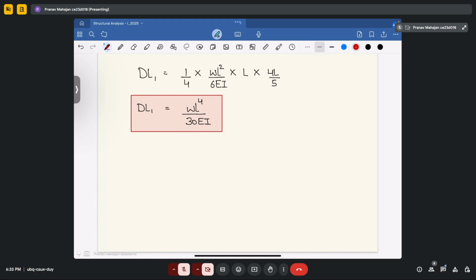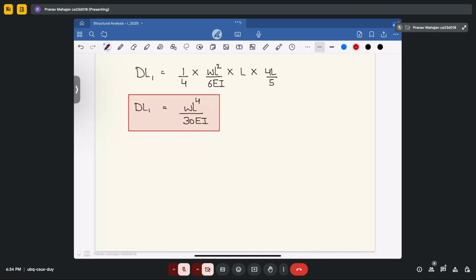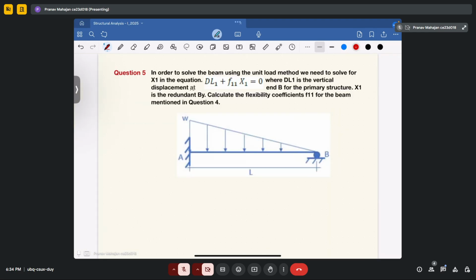Now let's see what other questions tell you, because now I am breaking down this question step by step. Whatever is mentioned, we will solve that, and finally we will combine it again. So your next question is a part of the previous question. In this, it is mentioned that in order to solve the beam using unit load method, you need to solve for H1, that is your unknown force in the equation, where dL1 is the vertical displacement that we have already calculated at the end B of the primary structure.